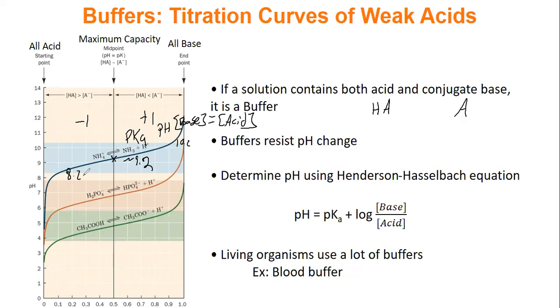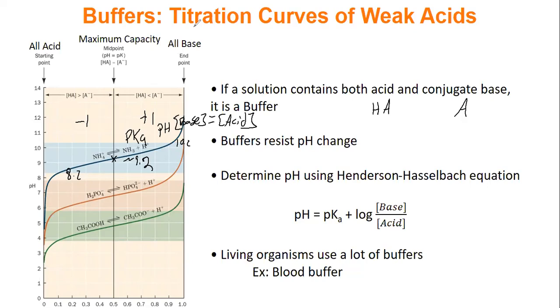Now we can determine the pH of any buffered solution using what's called the Henderson-Hasselbalch equation. Henderson-Hasselbalch says for a buffered solution, the pH of that solution is equal to the pKa of your buffer plus log of base concentration divided by acid concentration. We're going to work on some examples today using the Henderson-Hasselbalch equation to determine pH of buffered solutions.